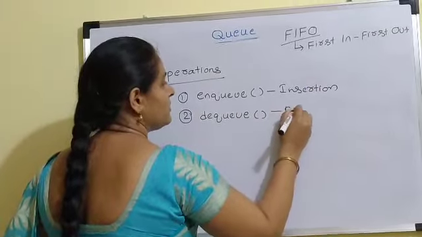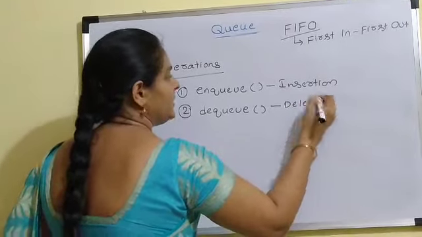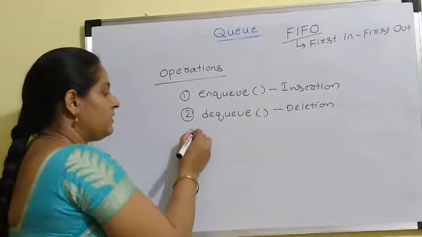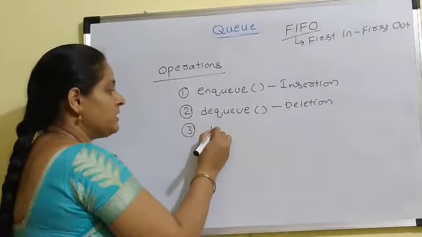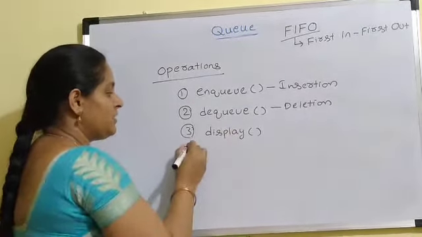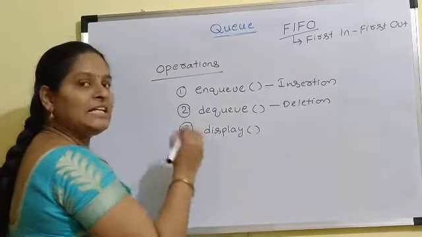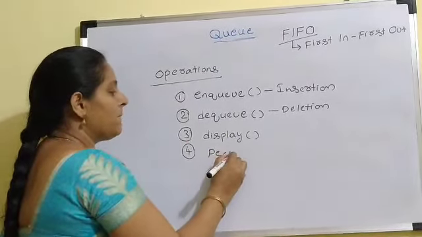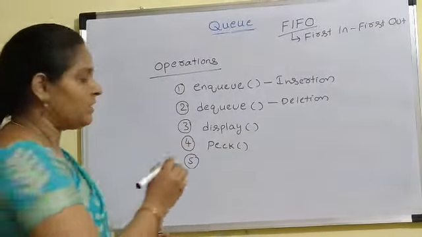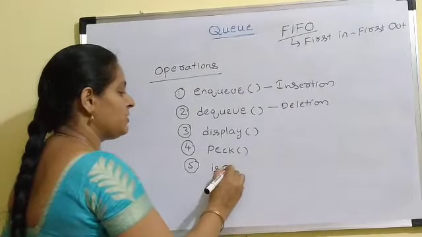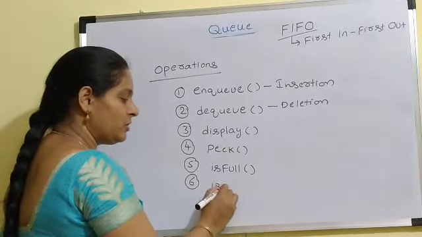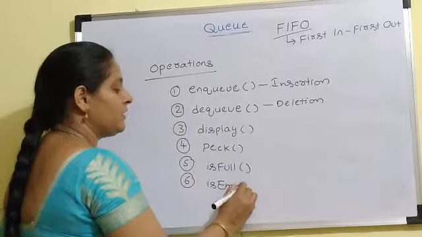Insertion and deletion. Just like insertion and deletion, we have a few more functions. If you want to display the elements of the queue, we'll use the display function. If you want to return the front element of the queue, we'll use the peek function. If you want to check whether the queue is full or not, we can use the isFull function. Or if you want to check whether the queue is empty or not, we can use the isEmpty function.